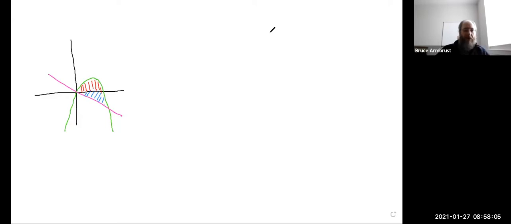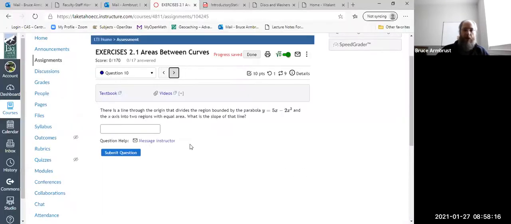All right, so Eric just says, I think it's talking about above the x-axis. Let's go back and look at it again, make sure we got it right. Okay, so there's a line through the origin that divides the region bounded by the parabola and the x-axis into two regions. You are correct. I was going to answer a completely different question. It says divides the region bounded by the parabola and the x-axis into two regions with equal area. Thanks for catching that. Mine was going to be way more exciting.